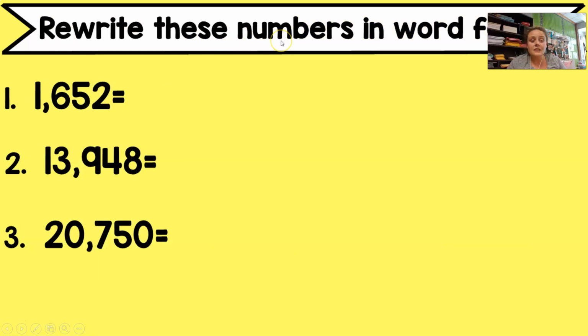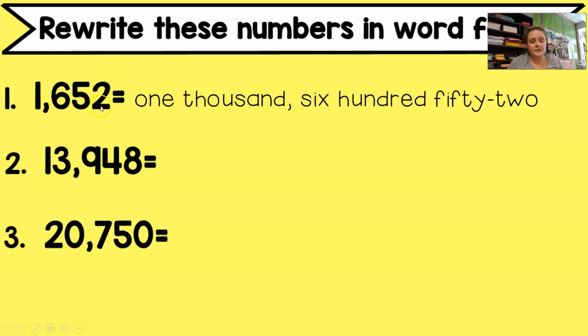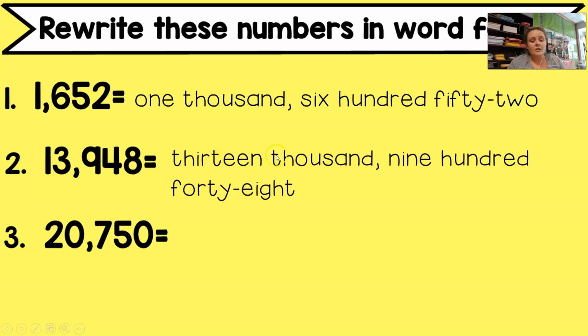We're going to rewrite these numbers in word form. We're going to do 2 together, and then you're going to try 1 on your own. So 1,652. We'd write our 1,000 out. Then we've got our comma, because that's where it is in our standard form, 652. How about this one? Well, I know I'm going to write 13,000, because that's the value of this. Then I'll put my comma, 948. Let's see if I was right. 13,000, comma, 948. Pause the video and give the next one a shot on your own. Write it out.